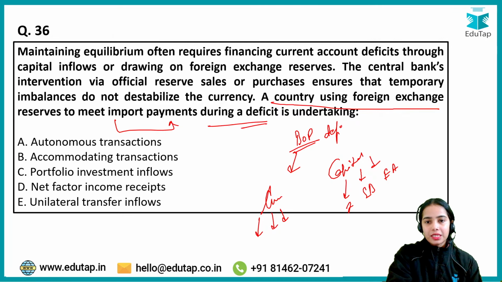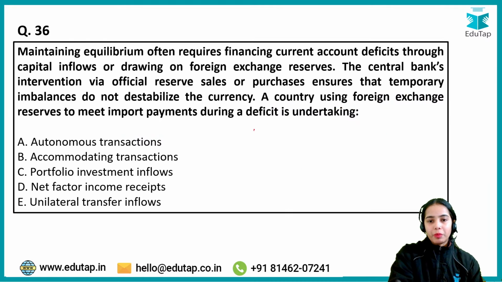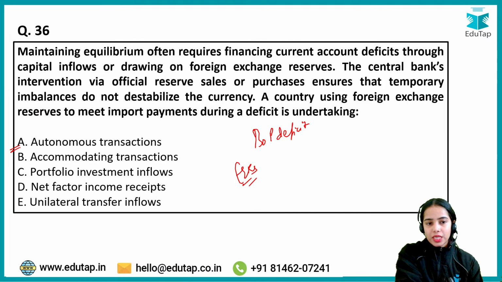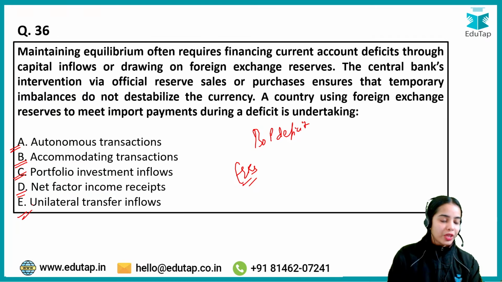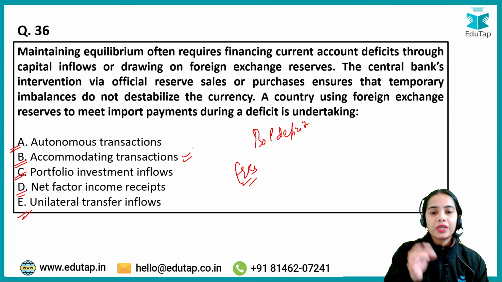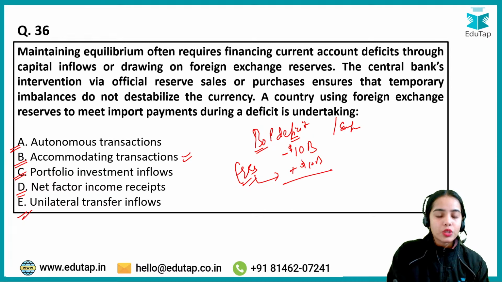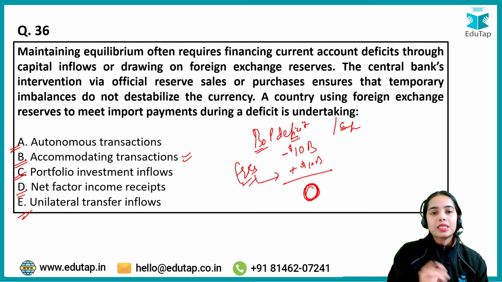So let's say the balance of payment is in deficit, and for the import payments we have to use the foreign exchange reserves. To cover the balance of payment deficit, if we are using the foreign exchange reserves, this comes under accommodating transactions, not autonomous ones. Accommodating transactions are those undertaken to cover the deficit or surplus in the balance of payment. So if the balance of payment is in deficit of $10 billion, foreign exchange reserves worth $10 billion will be used so that the overall balance of payment is balanced out.